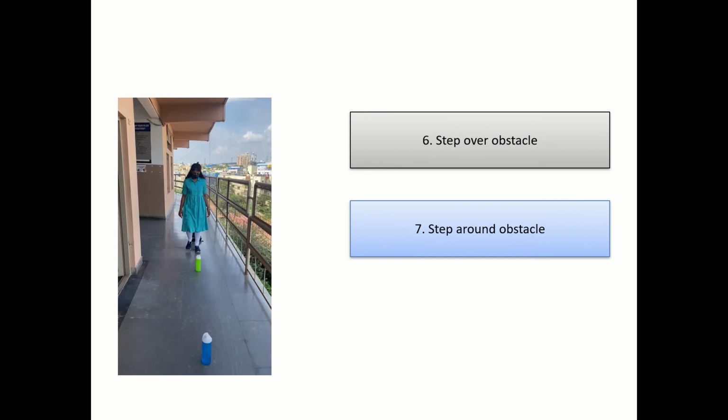Again, from the starting position 6 meters away, the first obstacle is kept. The second obstacle is kept 6 meters away from the first obstacle. Ask the patient to just walk normally from the starting position, walking around the obstacles in a zigzag manner. On the first attempt, just start by keeping one obstacle. Do not even consider the dynamic gait index at that time. After he realizes he has to walk around, first comes over the obstacle, and then he should realize that he has to just walk around the obstacle.